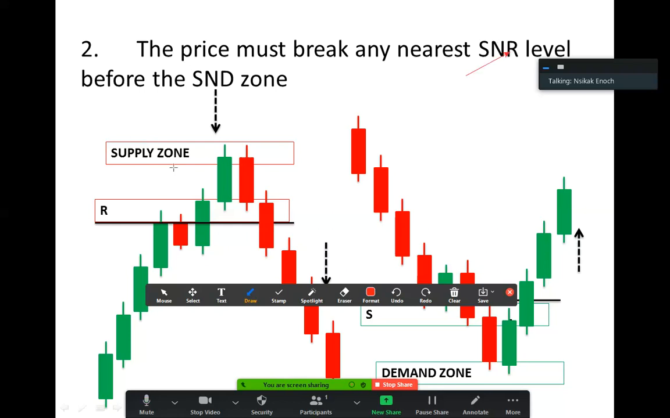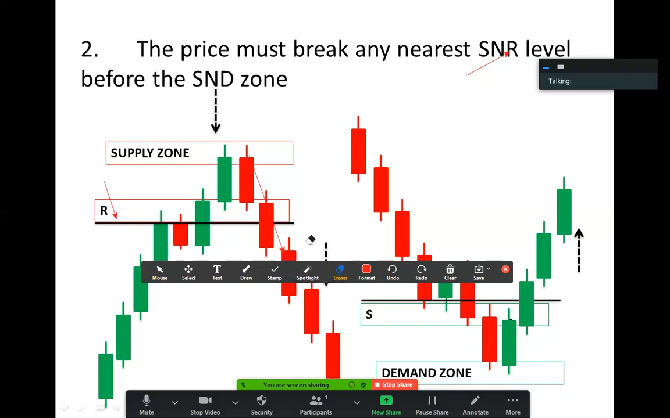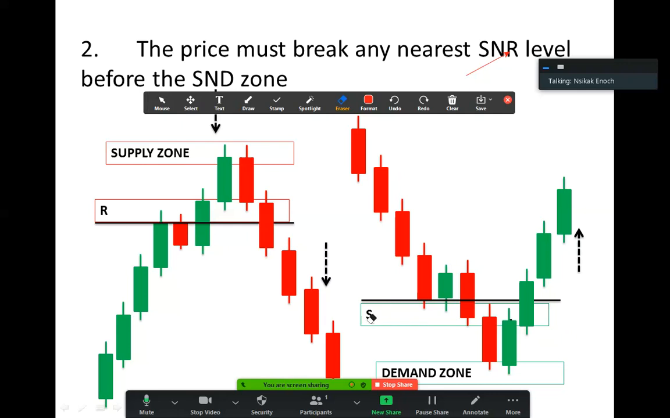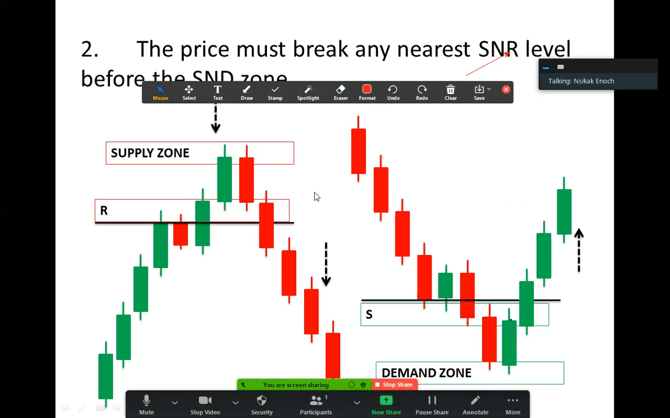So the price must break. For instance, if you are trading on a supply zone, the price must break the resistance that is near the supply zone, and then you should enter the trade. Okay, it is a must that the price should break the resistance. Same thing for the demand. The price should break the support zone that is very close to the demand, then you should place your trade. If the price has not yet broken the support, don't trade. Okay, so I'll show you examples of some of the trades I took.